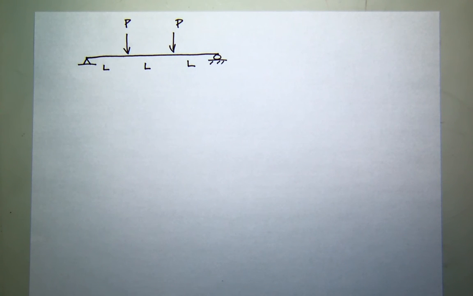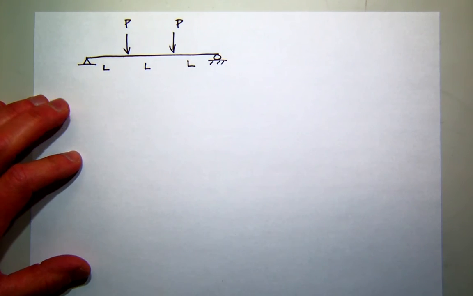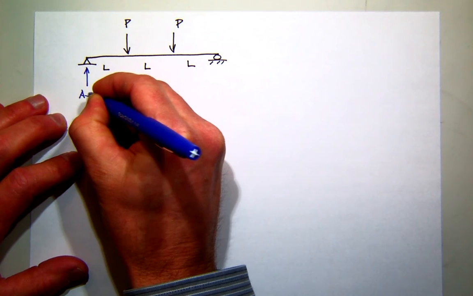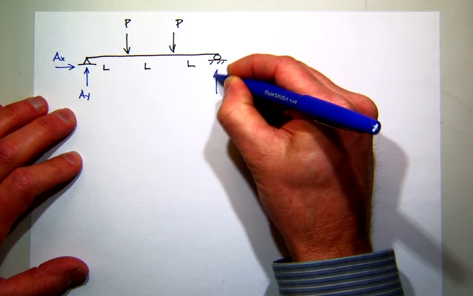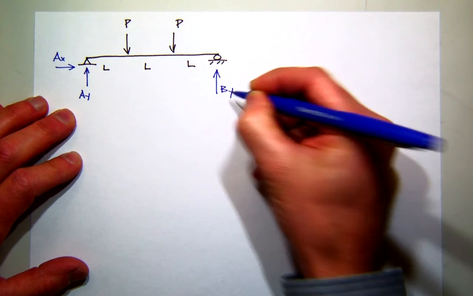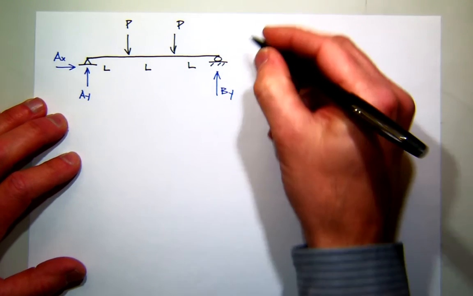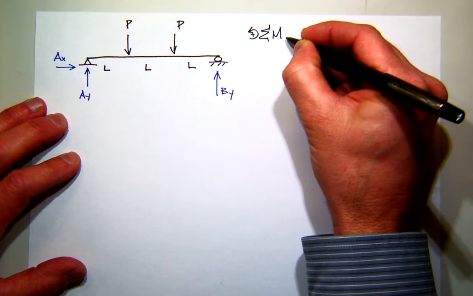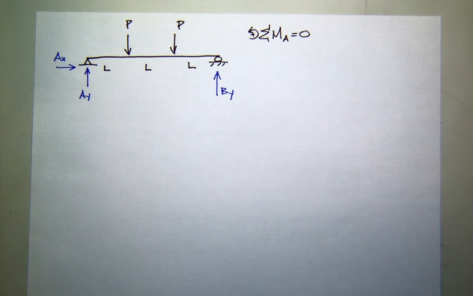So what I suggest we do, and it's a good idea, is to find all your reactions to get started. So I'm going to slide over here and find those reactions. I'm going to go ahead and assume that I have a reaction force, I'll call it AY and AX, and over here at the roller, a reaction force, which I'll just call BY. So let's find those reactions. So I'll come over and I will sum the moments about A, and that'll help me find the reaction at BY.